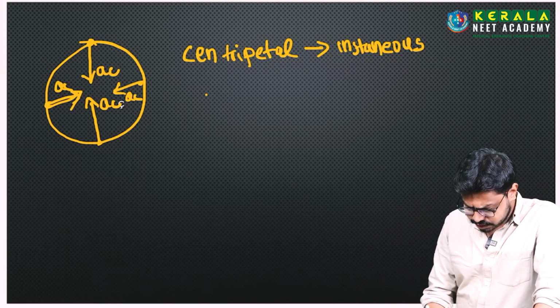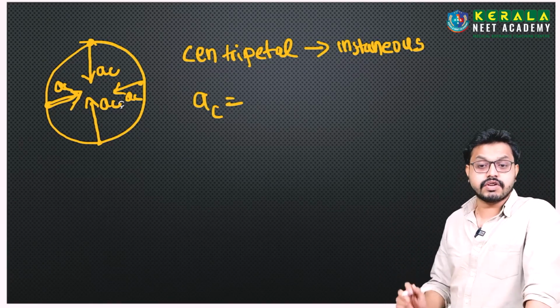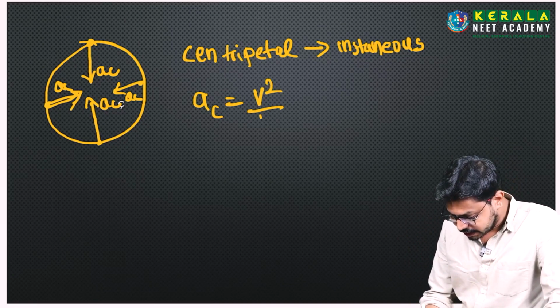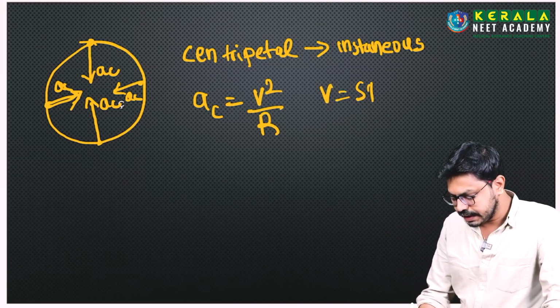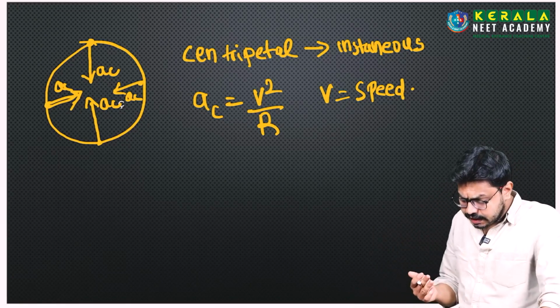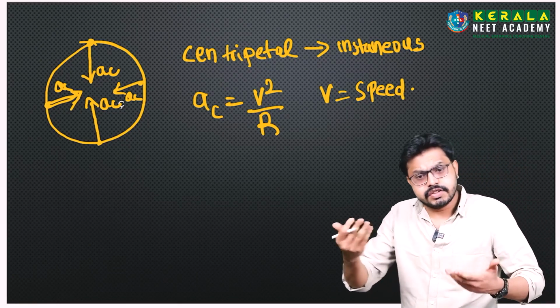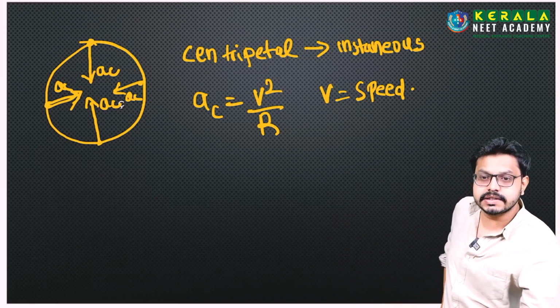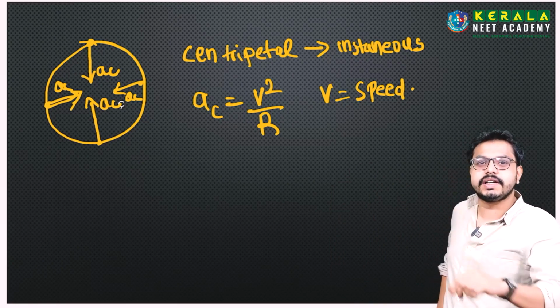Centripetal acceleration, we already know it. It's a very basic equation. What is the centripetal acceleration equation? V square divided by R. V is nothing but the speed. It is the magnitude of the velocity, you can say, because the velocity is changing there. Why is the velocity changing? Velocity is a vector quantity.